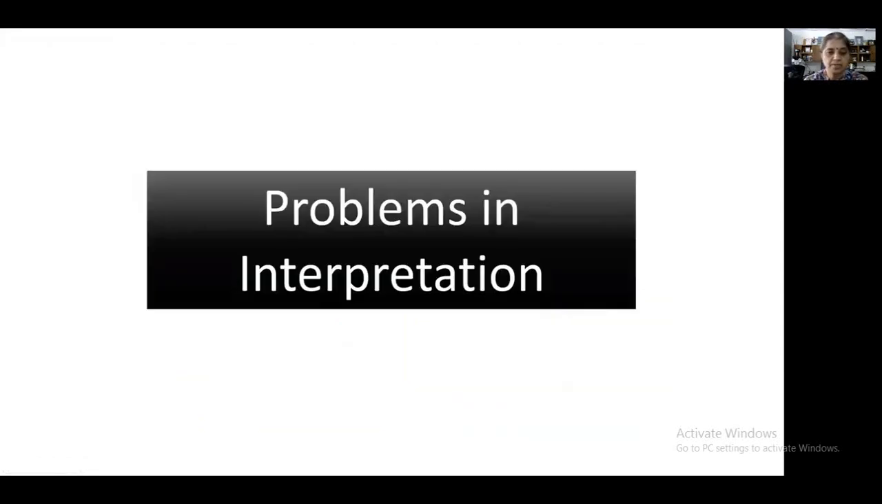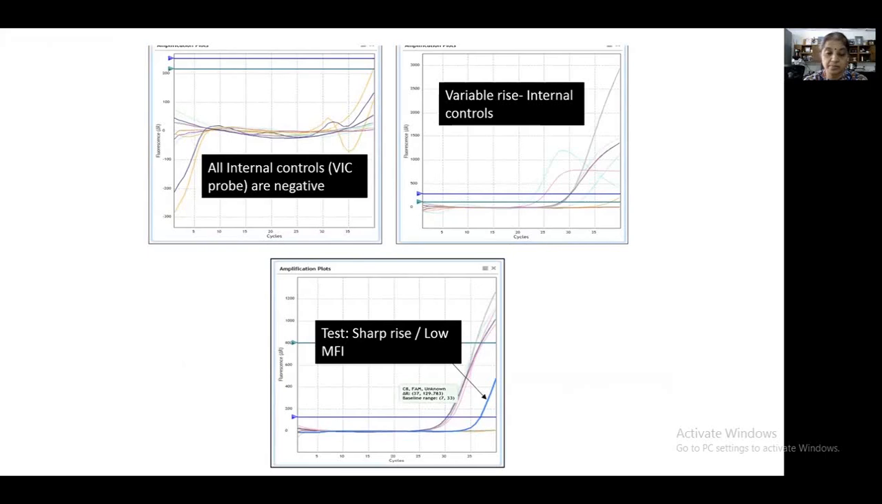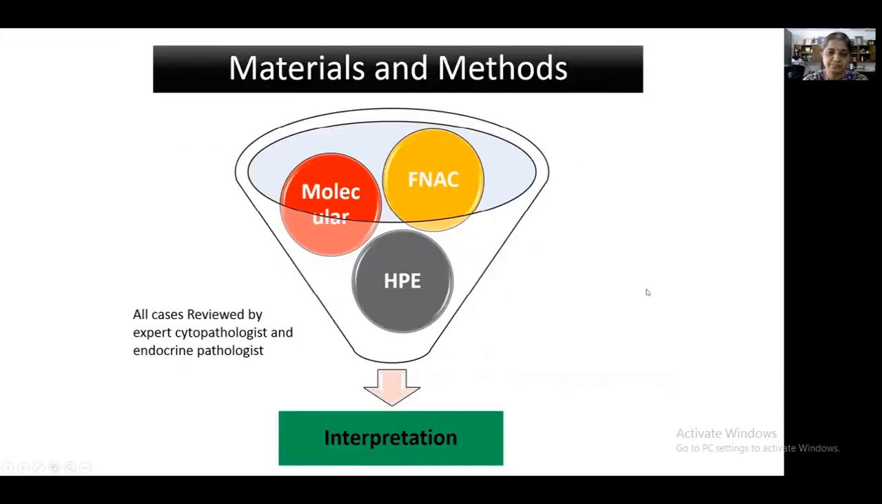And this is completely negative for all the 5 genes that were tested. Sometimes you can land with some problems in interpretation, where the internal control itself is not working. Then you should really not interpret such cases. Sometimes there's a variable rise. Again, this is an uninterpretable test, and sometimes you can get very low rise. You're not sure. And at all such times, you just have to repeat the test.